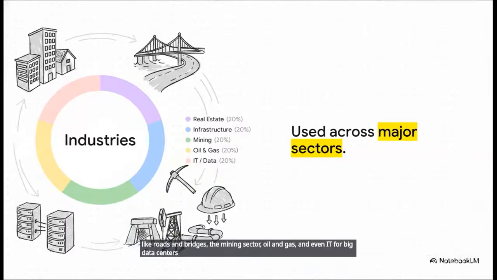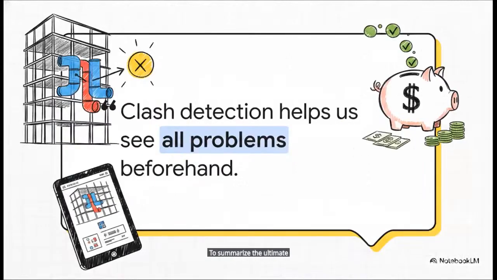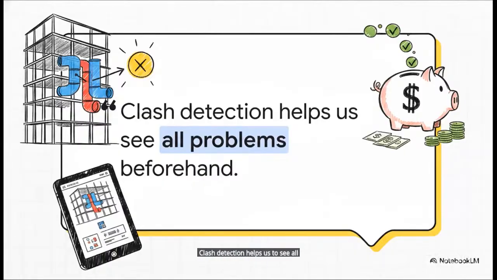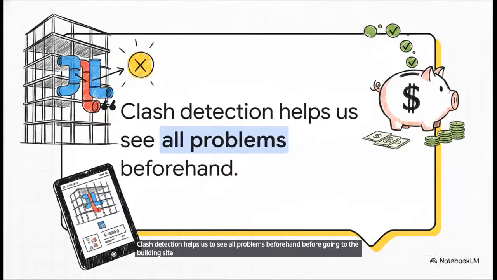Because at the end of the day, saving time and catching costly errors digitally is a top priority across literally every single major construction and engineering sector. To summarize the ultimate value proposition here, we pulled this direct quote from the webinar's Q&A session. "Clash detection helps us to see all problems beforehand before going to the building site." It's an incredibly simple statement, but it represents millions of dollars in potential savings.